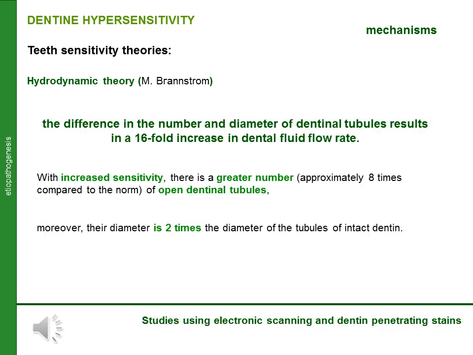Studies using electronic scanning and dentin-penetrating stains show that the difference in the number and diameter of dental tubulus results in a 16-fold increase in dental fluid flow rate. With increased sensitivity, there is a greater number, approximately 8 times compared to the norm, of open dentinal tubulus. Moreover, their diameter is 2 times the diameter of the tubulus of intact dentin.